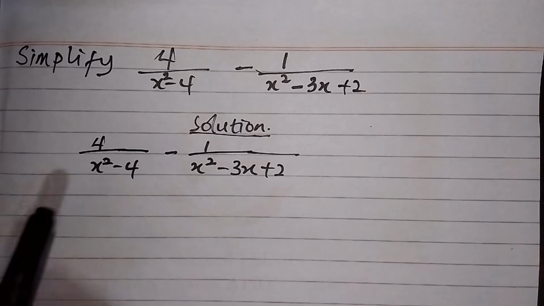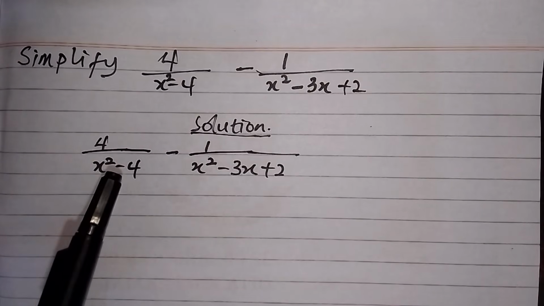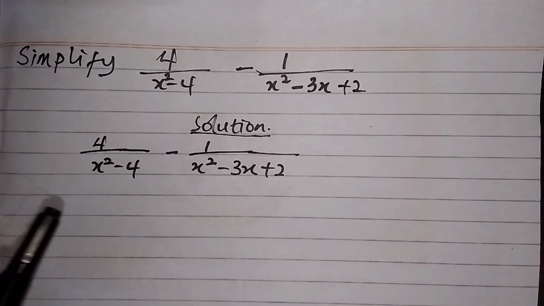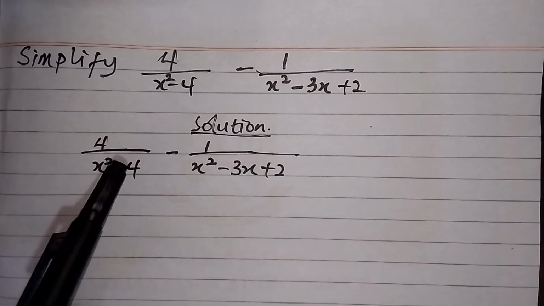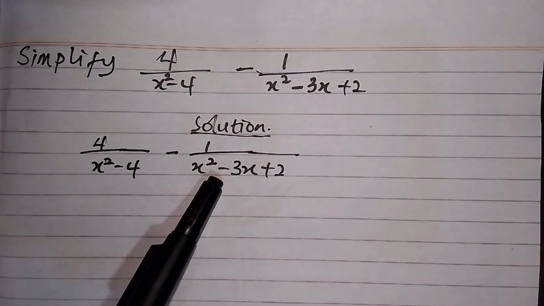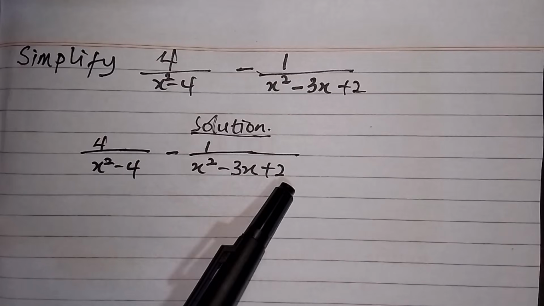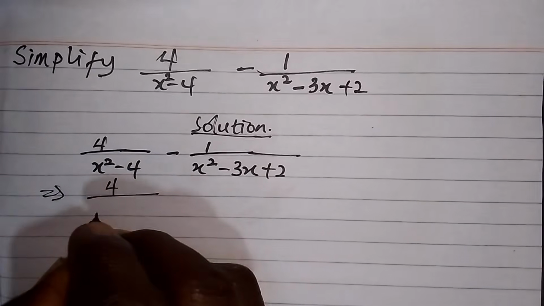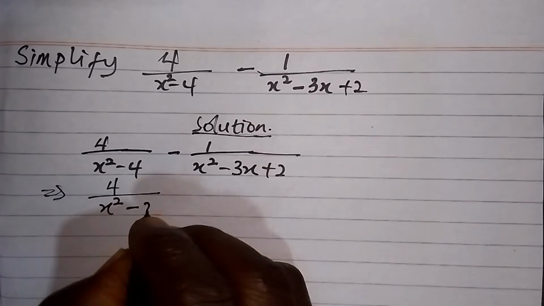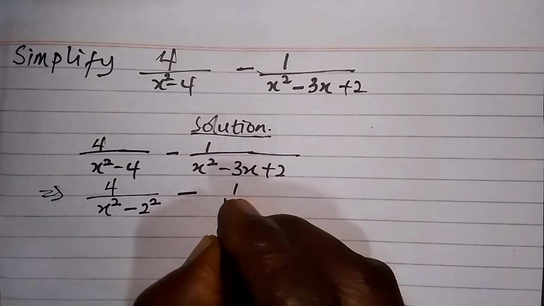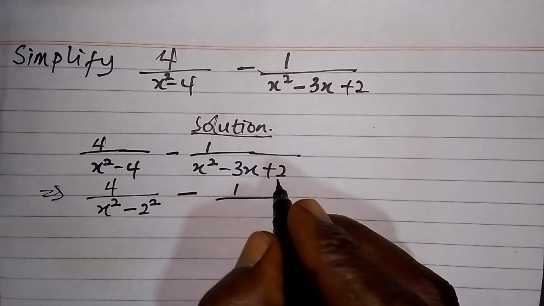So the first identity is what we are having here, x squared minus 4. If you are not able to identify this, it gets you stuck as to what to do next. So you should be able to identify this as a difference of two squares. This is a quadratic trinomial. You should also be able to identify this as a quadratic trinomial. So we proceed as 4 over x squared minus 2 squared, plus 2 squared, to give us 4 minus 1 over this quadratic trinomial.